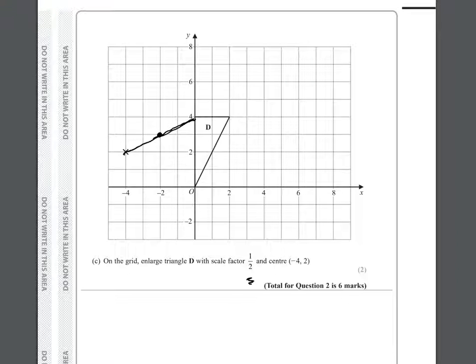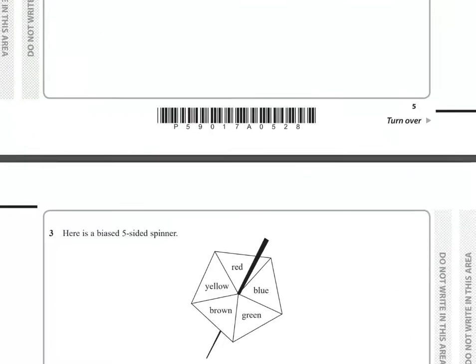Do the same with that one, and there. You can probably guess now where this one is going to be, half as big. So there we go. That one's halved, then we can halve the other one. There we go, and that is D. Draw yours a little bit more accurately than mine.